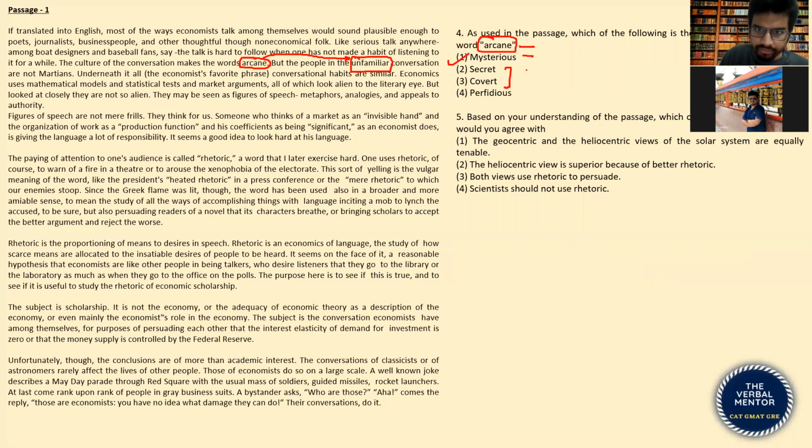Now, unfamiliar means mysterious. It's not secret or covert, because these two words carry a connotation, or rather a denotation, of deliberate attempt. So it's deliberate, it's intentional, it's voluntary. If something is kept secret, if economists are using secret language or covert language, they're doing it voluntarily. So they do not voluntarily want to keep their terms secret or covert. They use jargon, they use such language that the common man is not able to understand or comprehend. Therefore, it is mysterious essentially.